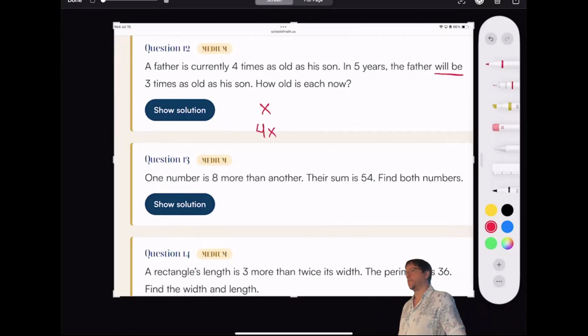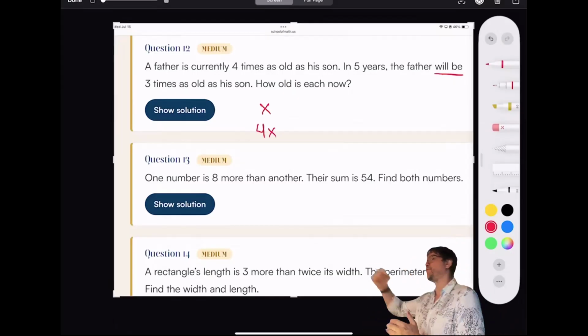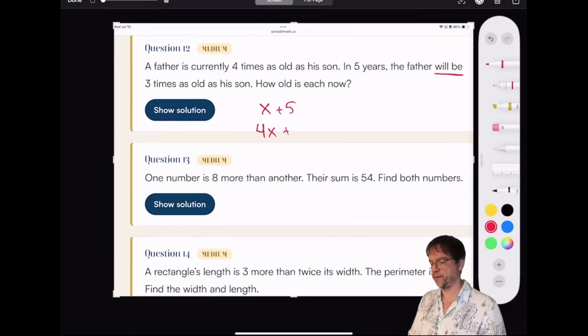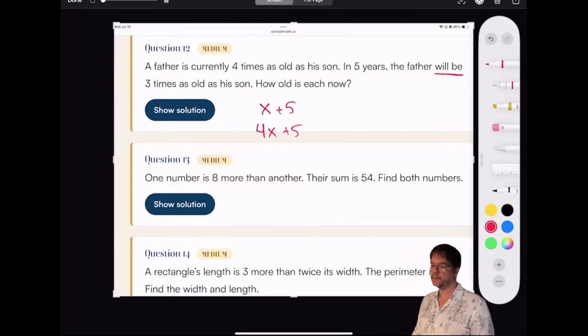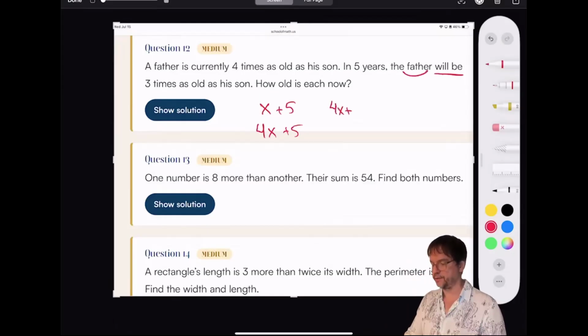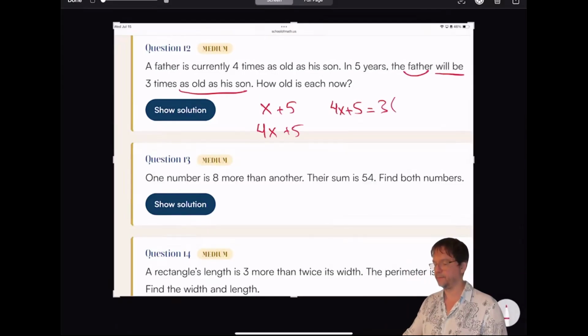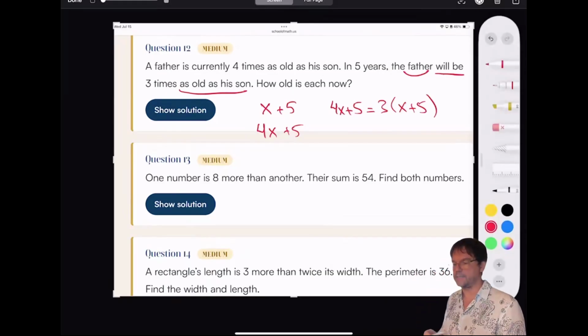He's telling he will provide a relationship between their ages in 5 years. So 5 years for both. Plus 5, plus 5. Let's see what this relationship is. Okay. In 5 years, the father will be 3 times as old as his son in 5 years. Okay. How old is each now?